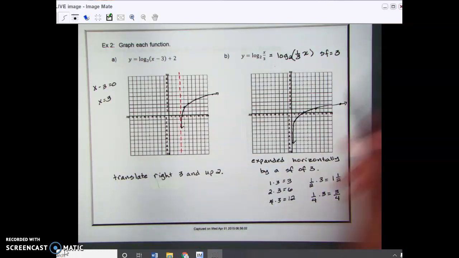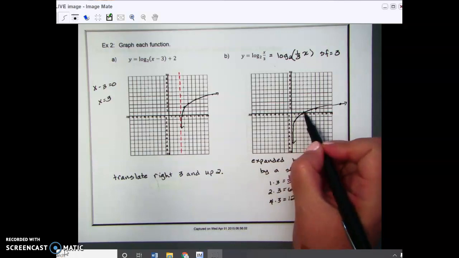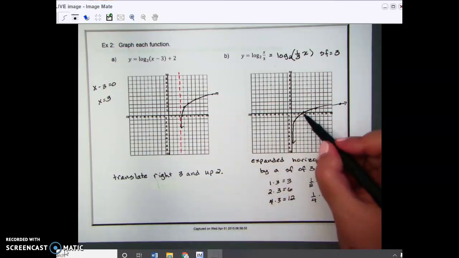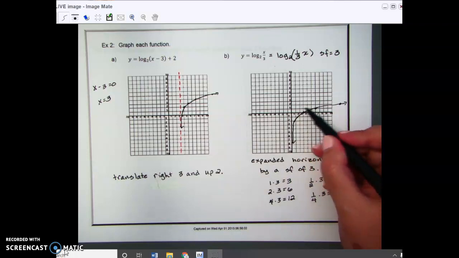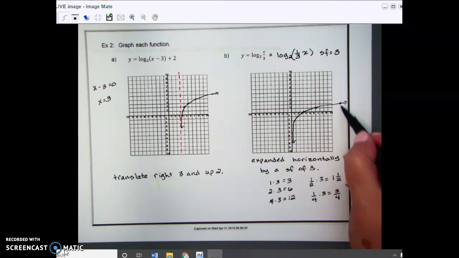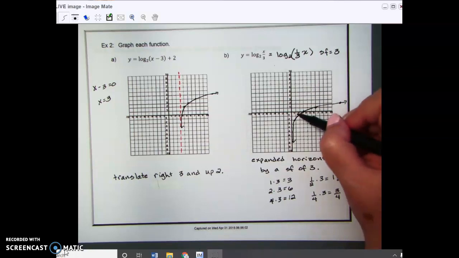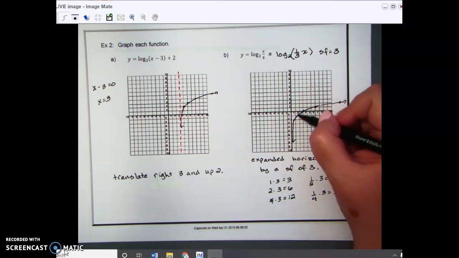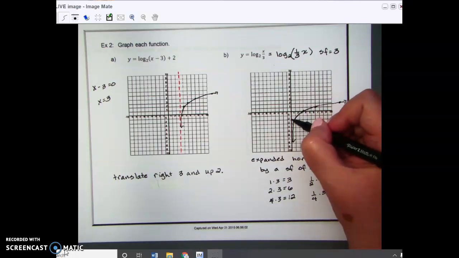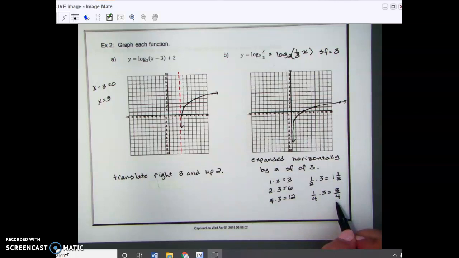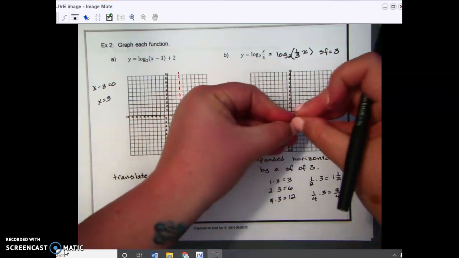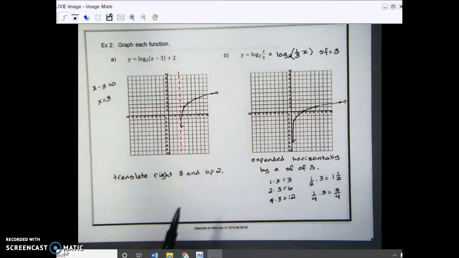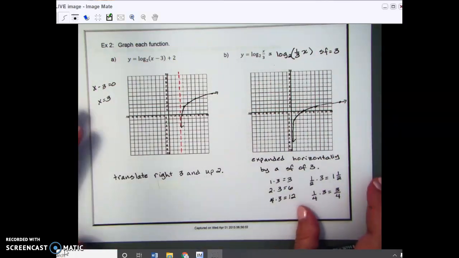And so this one, what was to the right 1 to go up 0 is now to the right 3 to go up 0. What was to the right 2 to go up 1 is now to the right 6 to go up 1. And what was to the right 4 to go up 2 is now to the right 12 to go up 2. And then if we want to go in reverse, for 1/2, what was 1/2 down 1 is going to be 3 times to the right of that, which is 1.5 to go down 1. And what was 1/4 to go down 2 is now going to be 3/4 to go down 2. It's essentially like we took silly putty and stretched it to the right. So the vertical values stay the same, but the horizontal values increase by a scale factor of 3.